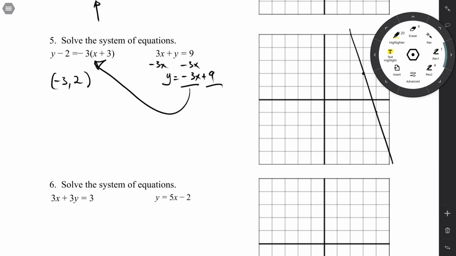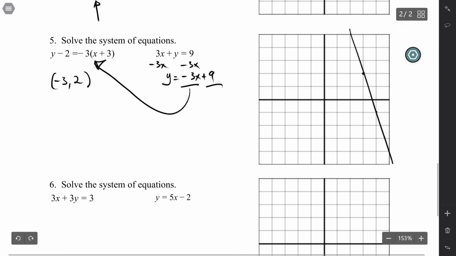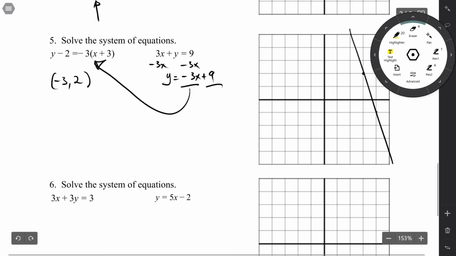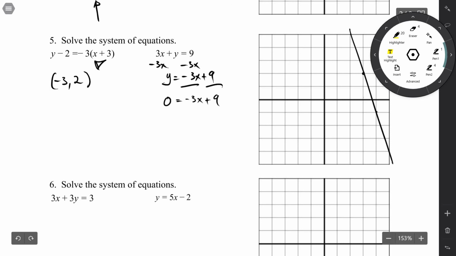Let's see, I'm going to try and pick an x value. Well, let's do 0. Here, if I plug in a 0 for y, I would have negative 3x plus 9. I would subtract 9 from each side. So I have negative 9 equals negative 3x. Then I would divide each side by negative 3. And I would get x equals 3. This would give me the point 3, 0.